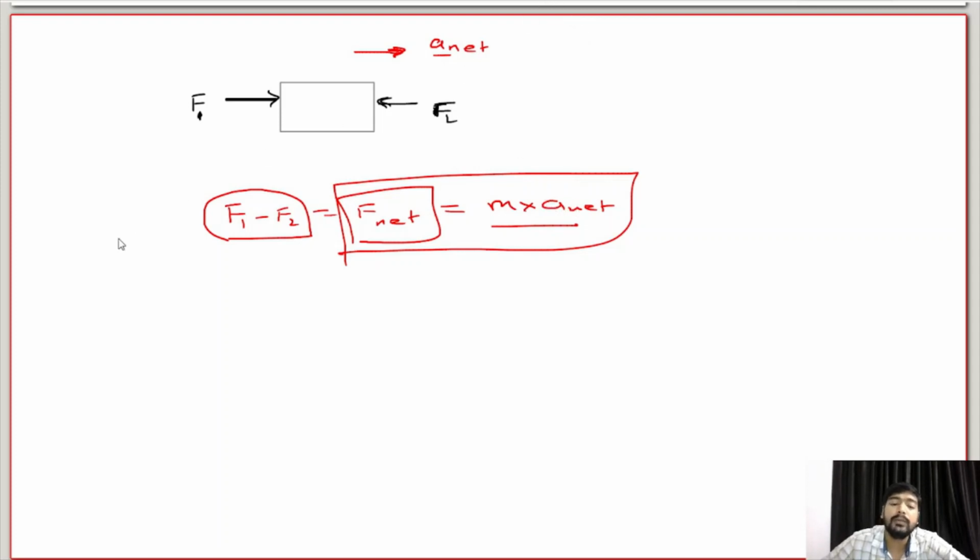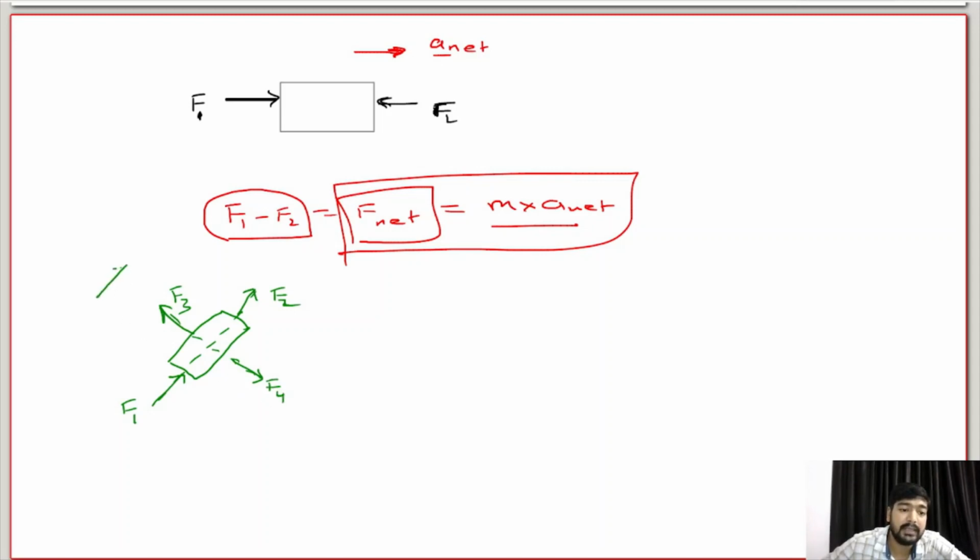Further, if the object has a system of forces in two directions, suppose the body has forces like this: F1, F2, in this direction also F3, and here F4. There is only acceleration of the body in this direction. There is no acceleration in the vertical direction. This is my net acceleration.